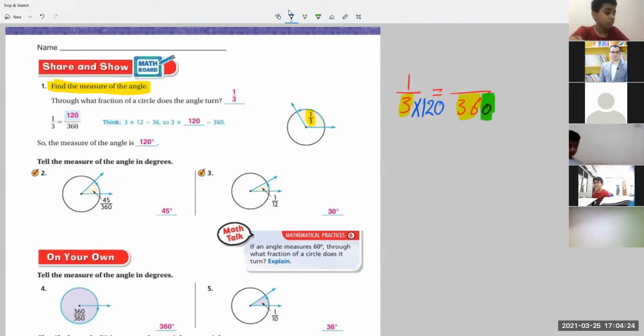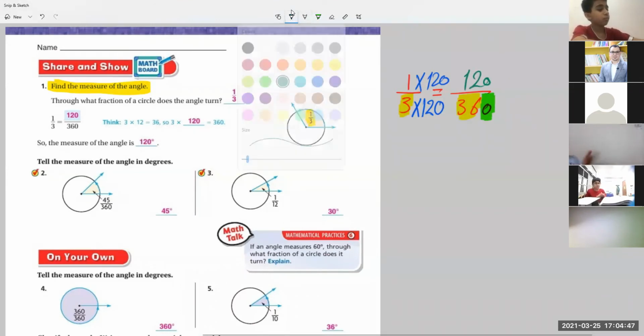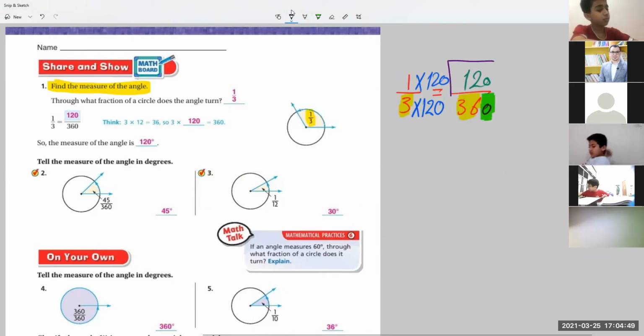And as we all know, if you multiply the denominator by 120, you have to multiply the numerator by that same number. So we're going to multiply by 120 up here. 1 multiplied by any number equals the same number. So 1 multiplied by 120 equals 120. So now we have here 120 over 360.